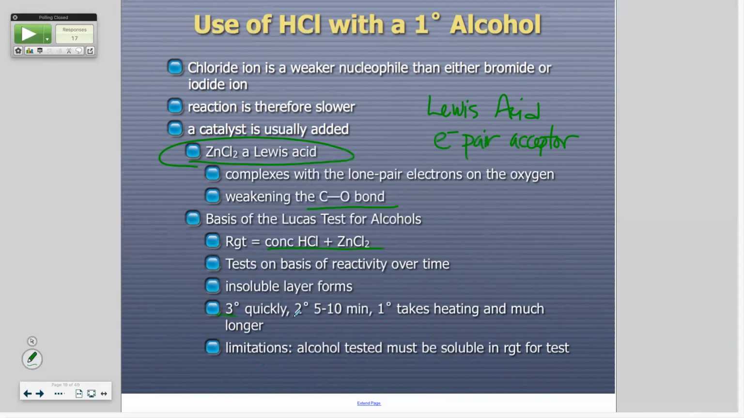And a tertiary alcohol reacts quickly. You only shook it for what? 15 minutes, right? A secondary takes 5 to 10 minutes and a primary takes heating and much longer. You can decide if it's a primary, secondary, or tertiary alcohol using that test. You watch for that insoluble layer to form. It's not as dramatic as the chromium test or the bromine test, but you do get an insoluble layer. Limitations: you can't do it on every alcohol because they're not always soluble, which is kind of a bummer. All right, study up.